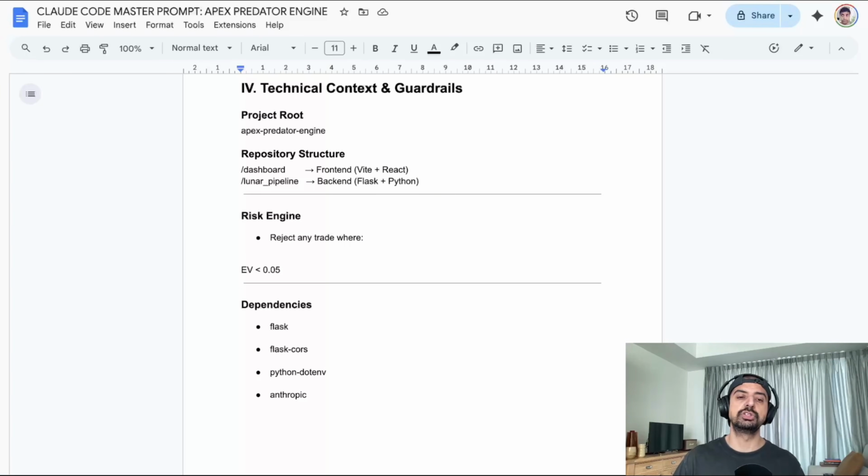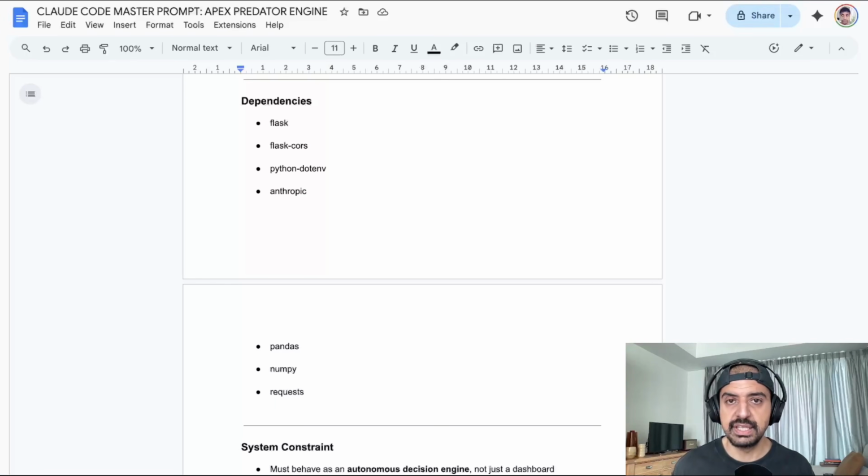The risk engine is going to be EV less than 0.05. And so that means we've got a 5% threshold. If it doesn't meet that, it will reject all trades. Doesn't matter what the market sentiment is.